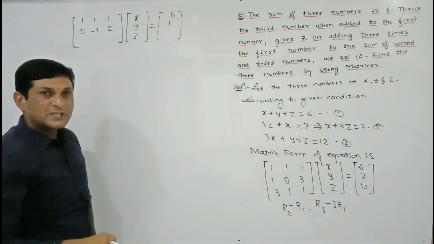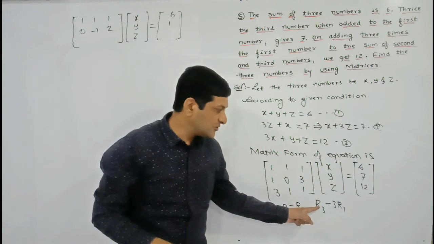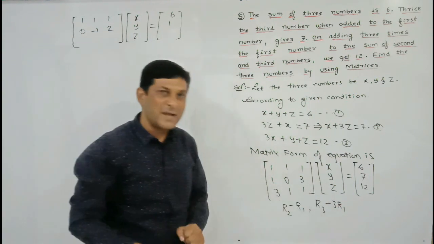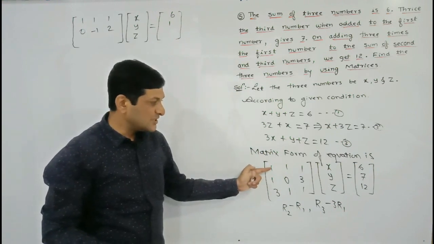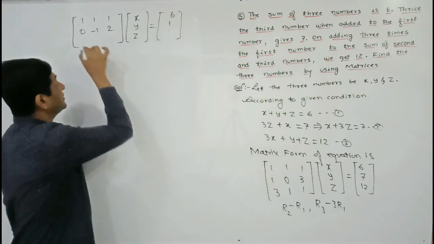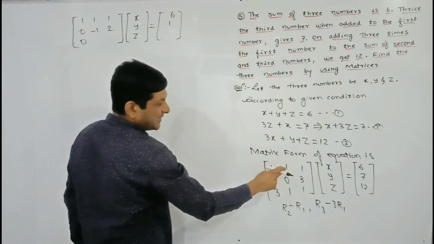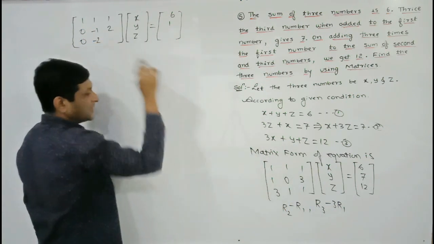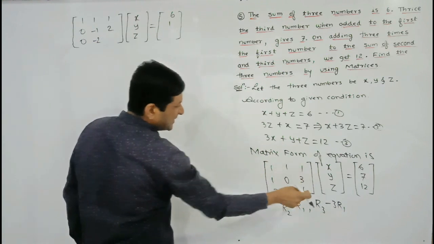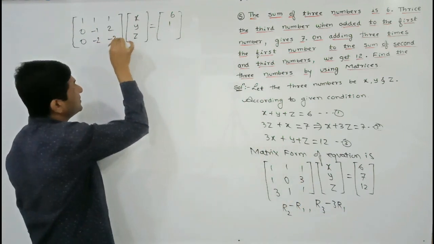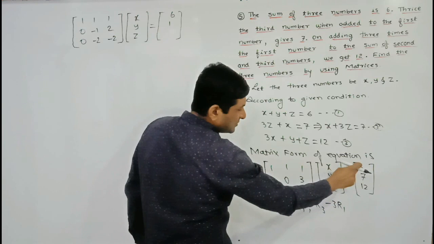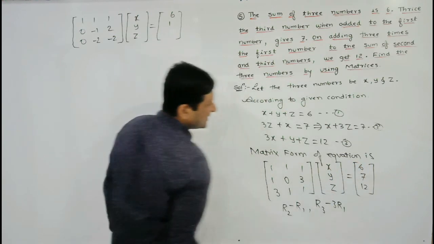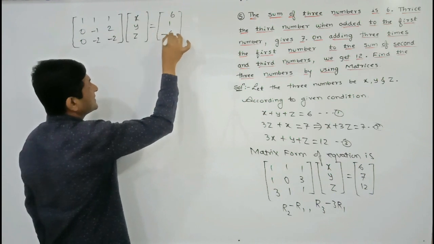Now let us perform the next operation on the elements of R3. Here also we are using the corresponding element of R1 and we are multiplying R1 by minus 3. 1 into minus 3 is minus 3. Minus 3 plus 3 is 0. Again 1 into minus 3 is minus 3. Minus 3 plus 1 is minus 2. Again 1 into minus 3 is minus 3. Minus 3 plus 1 is minus 2. On this side also 6 into minus 3 is minus 18. Minus 18 plus 12 will be minus 6.